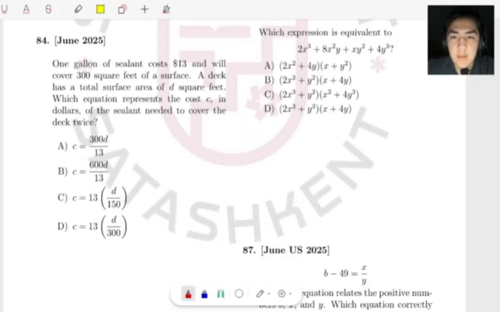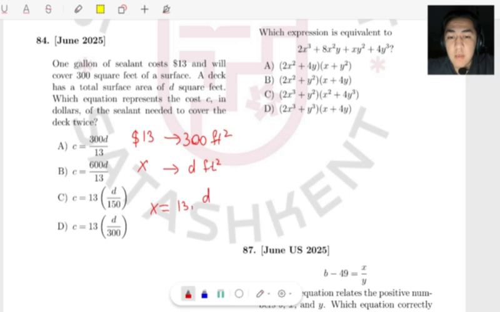84. 1 gallon of a sealant costs this, and we'll cover this. Okay, we have already solved a question of this type, so let's solve it again. $13, guys. We'll cover this feet squared. And you have to cover d feet squared, and you need to find the price for that. And x is going to be what, guys? x is going to be 13 multiplied by d over 300, isn't it?